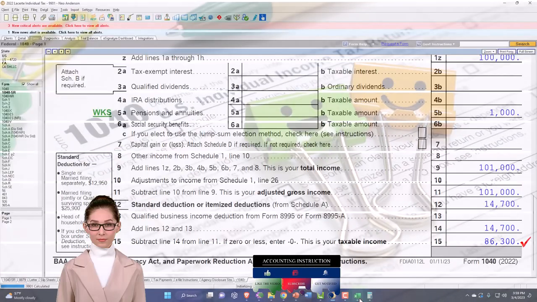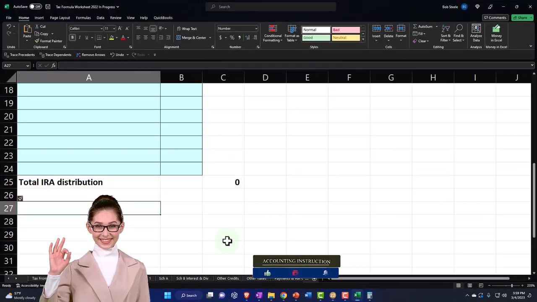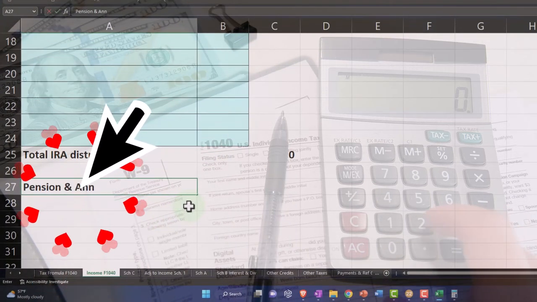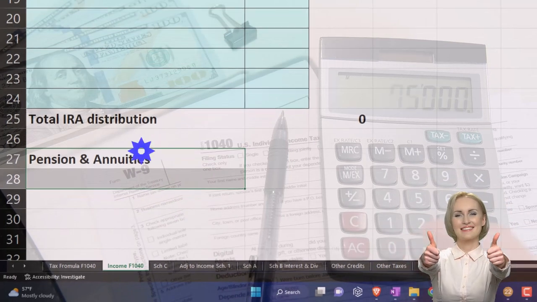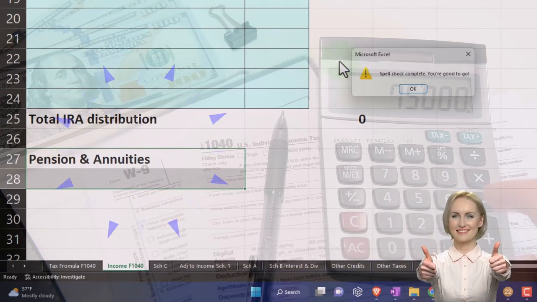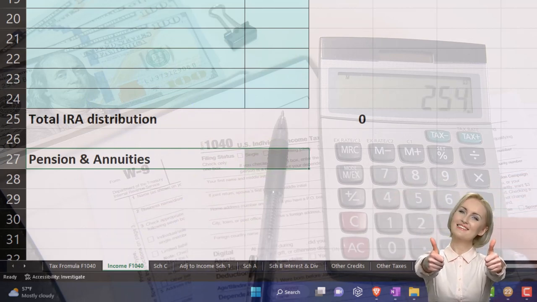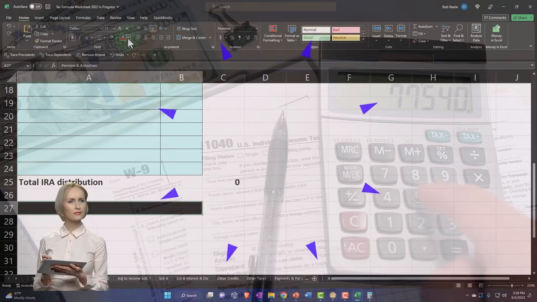But I'm going to break them out here and I'm going to say this is going to be the pension and annuities. There's no way I spelled that right. There's no way. Maybe I did. I don't know. Font, I'm going to say this is going to be black and white.